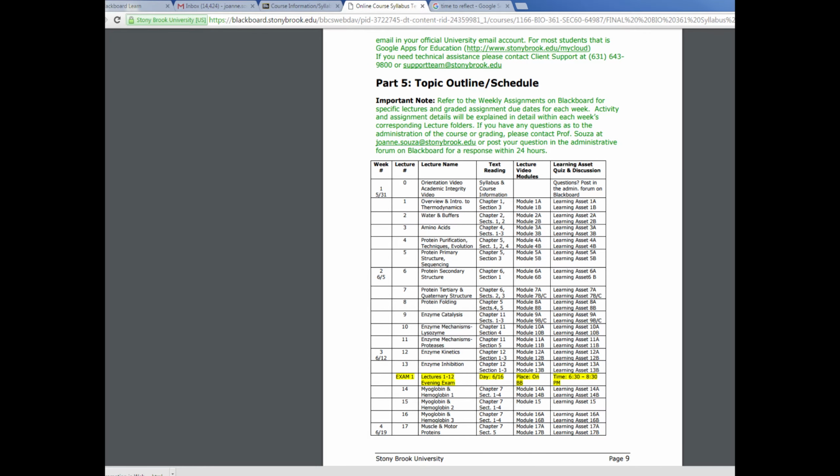Next, if you go to the last few pages of the syllabus, you will see a complete topic outline and schedule. You will see everything as far as each week and what will be assigned so that you can plan your time accordingly.